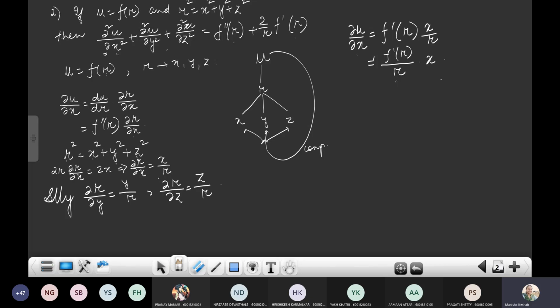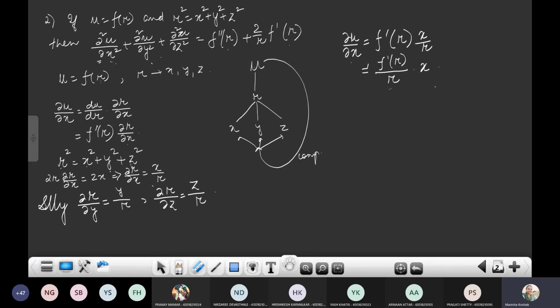So we will not evaluate each one separately. We'll simply find del u del x and then directly go for del square u del x square, and then we will write the other two by looking at this del square u del x square. But you can't do this for all problems. You can do it only when there is similarity or symmetry. Okay, so now let us find del square u del x square.